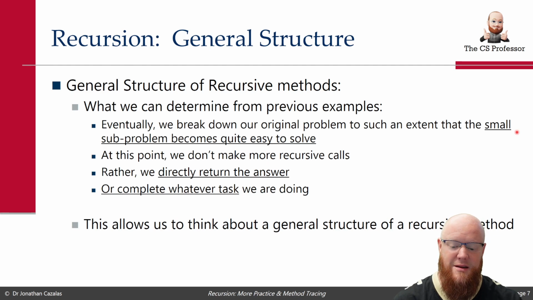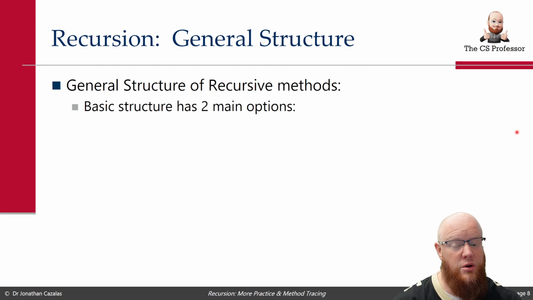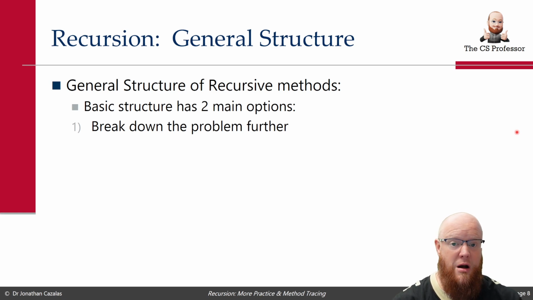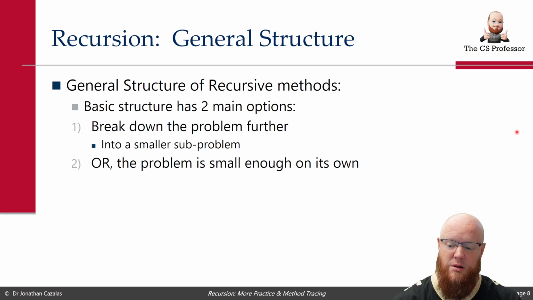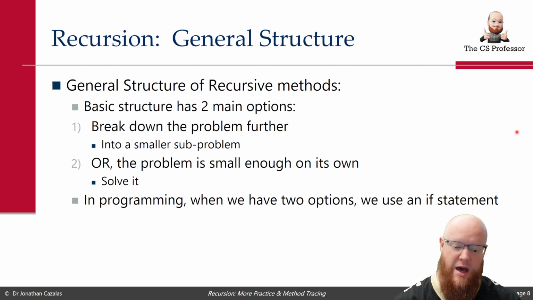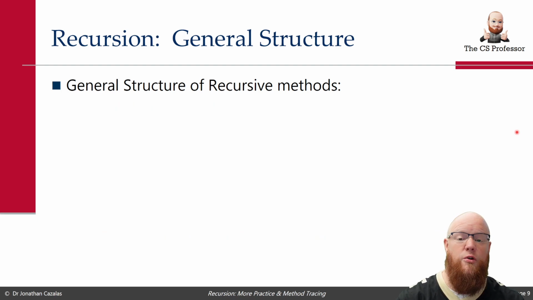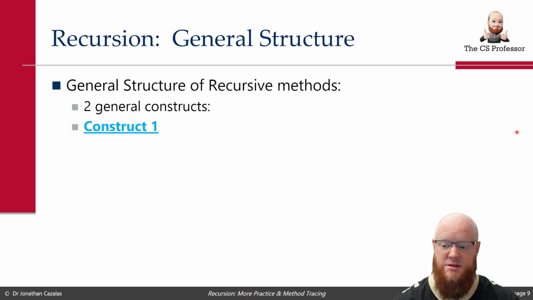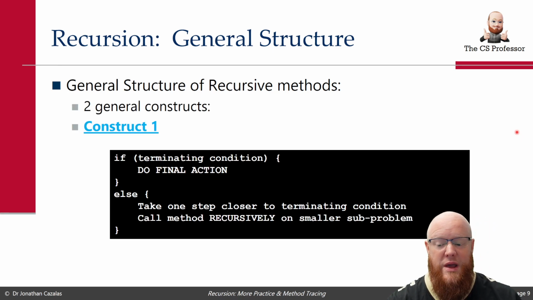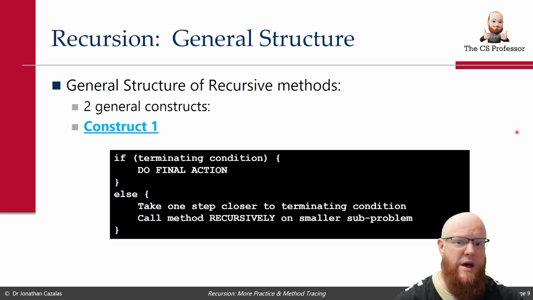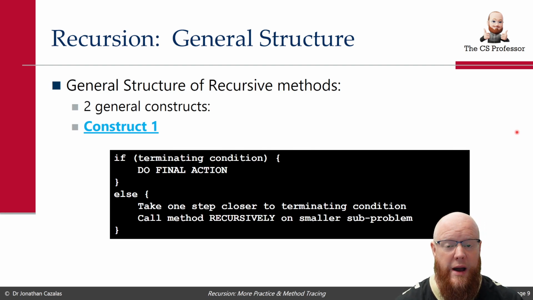So with this in mind, now we come to the general structure of our recursive methods. We're going to either break the problem down further into its smaller subproblems, or we've reached that final terminating case and we can now solve that problem. Of course, we approach this with an if-else statement in programming, and we now come up with 2 overall constructs for our recursive methods. Construct 1, if we have arrived at the terminating action, do that final action. Return that 0 factorial is 1. Return that thing. Otherwise, take one step closer to that terminating condition.